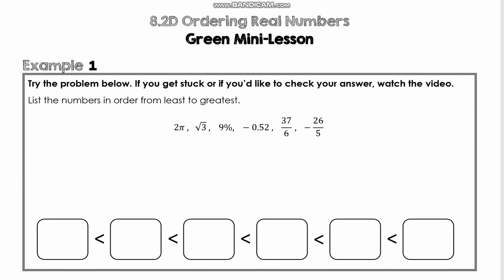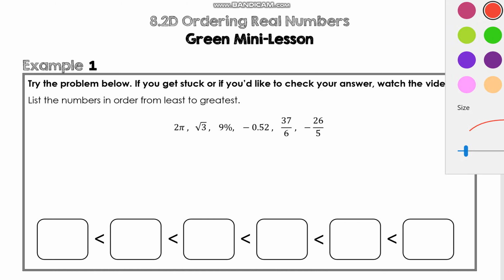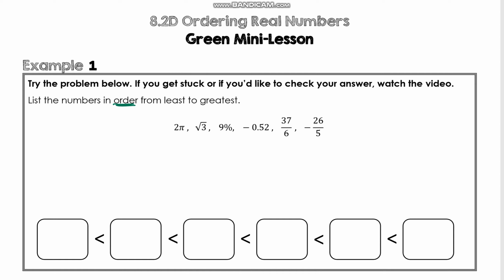They're telling us to order them how? Least to greatest. And that matters because what happens if you order it greatest to least? It'll be completely backwards, completely wrong. Okay, they want us to order least to greatest.